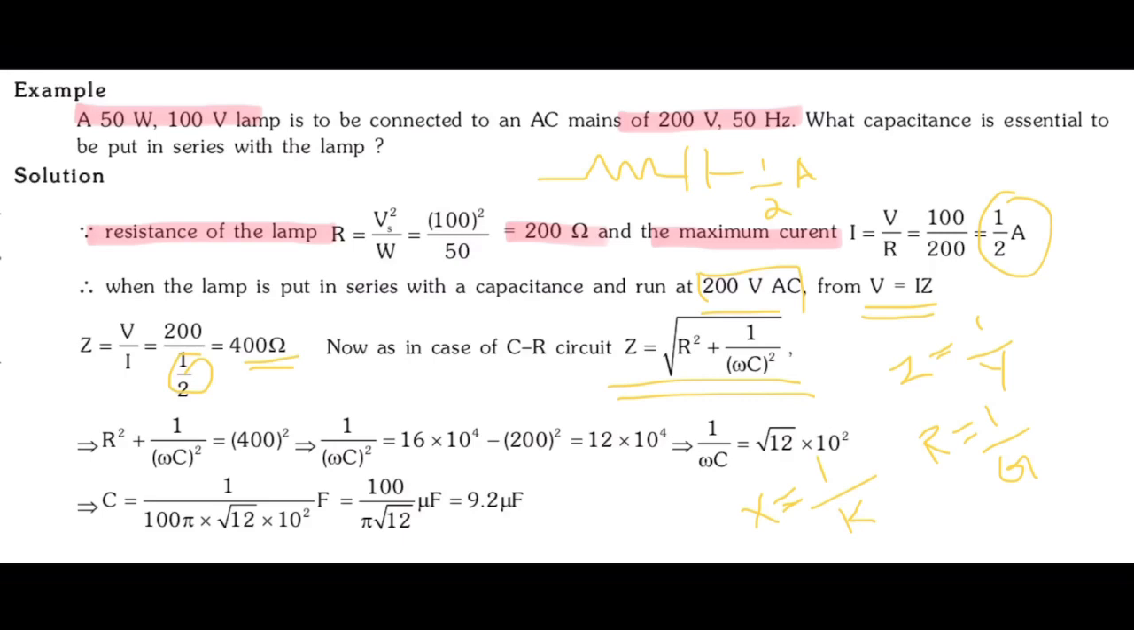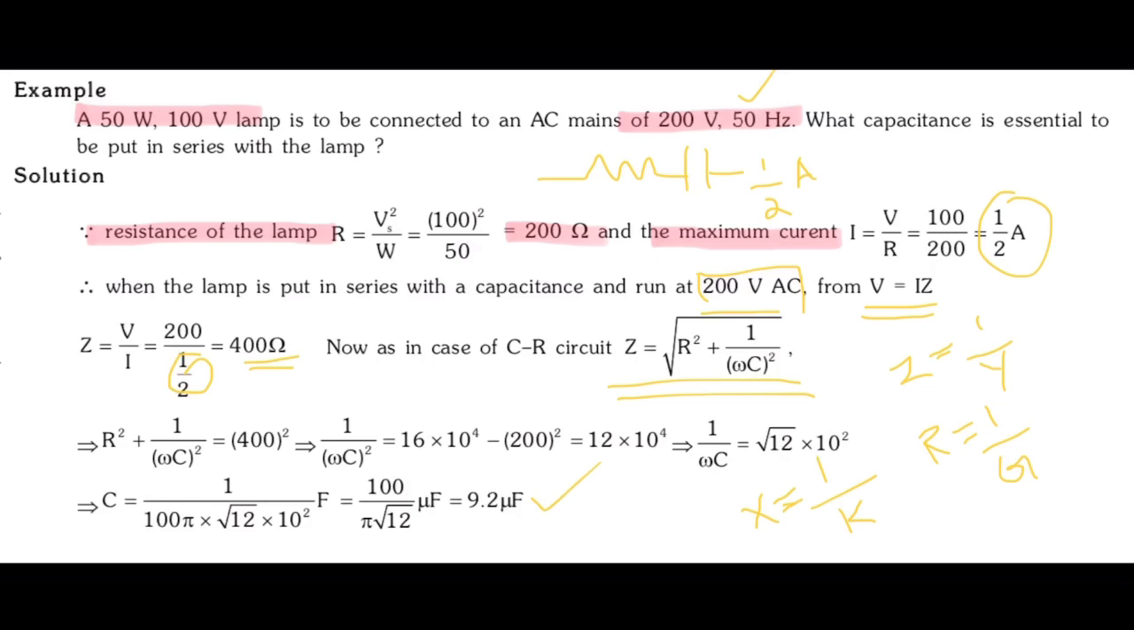Now coming back to the question, we have to calculate the value of C only. The impedance value we got is 400 ohm. The R value we already know, which is 200 ohm. What about omega? Omega equal to 2 pi f, and f is given in the question, which is 50 hertz. Substituting the values and solving the equation which I have written over here, you can refer to it later, the value you get is capacitance equal to 9.2 microfarad.